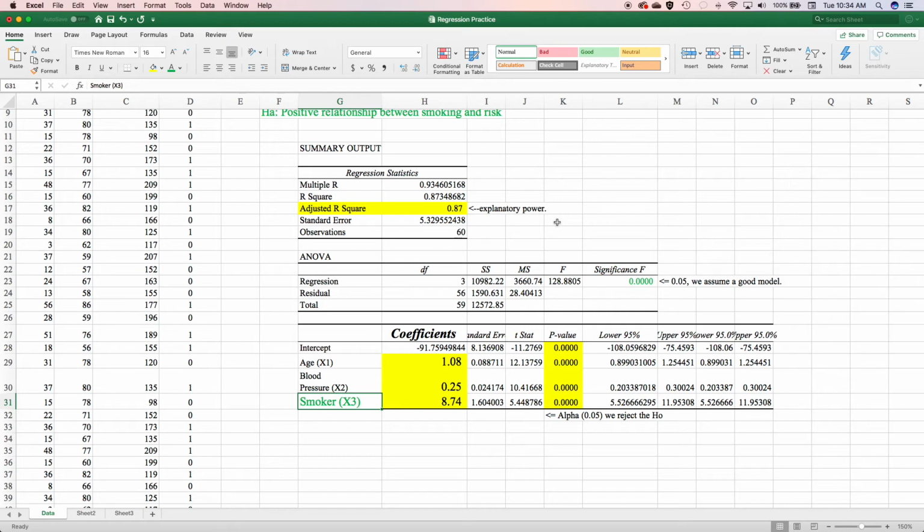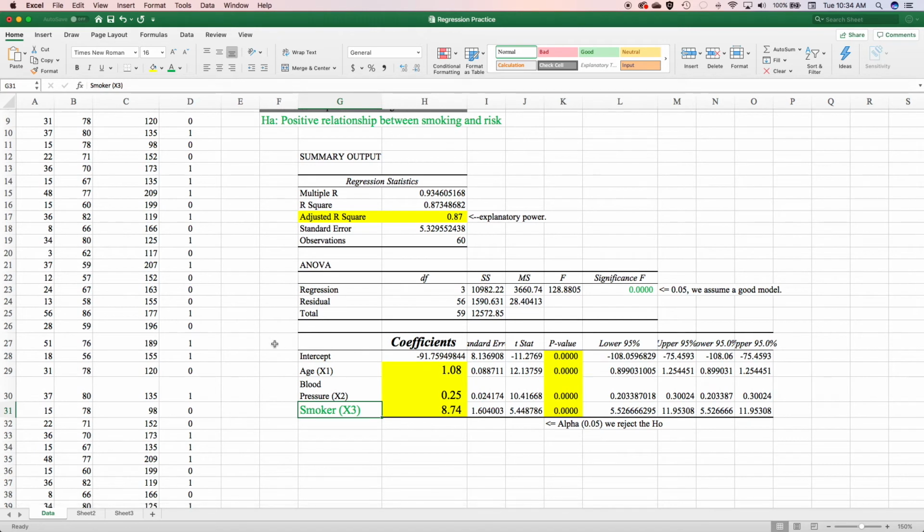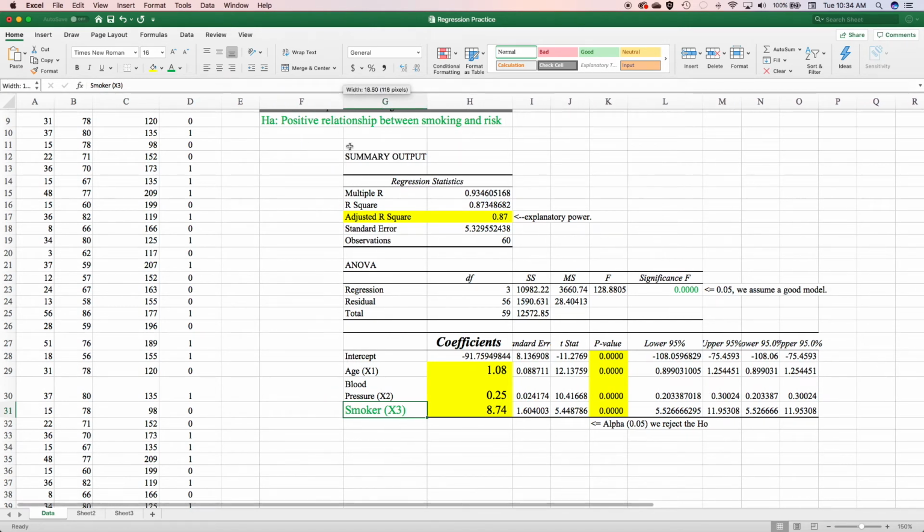Now, let's put in some other numbers that we can find out. We want to now use this as a predictive model.